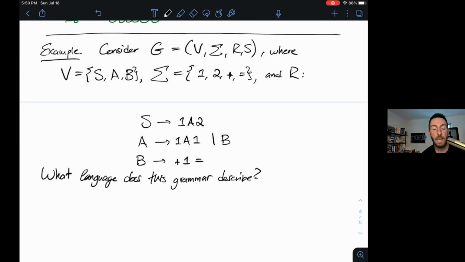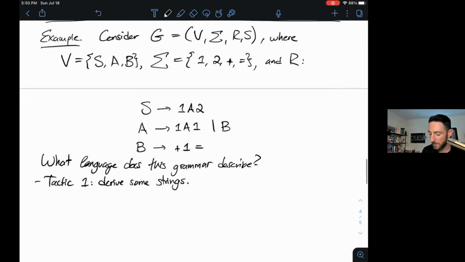So let's look at a bunch of ways we could maybe figure this out. Tactic 1, well, of course, we can always just derive some strings. For this tactic, I'm just going to start at the start symbol and derive some strings purely at random. Whenever there's a choice between multiple rules, I'll pick a rule arbitrarily. Or I could even draw a tree of rules and pick all the rules. That's another way to get a handle on how a CFG might generate strings.